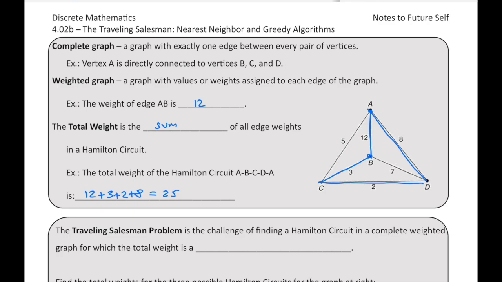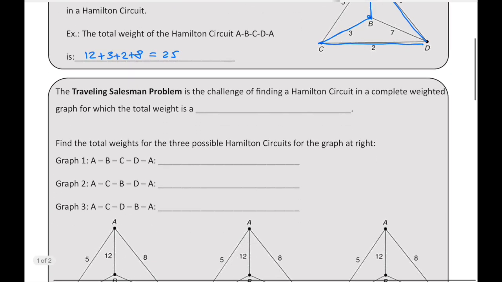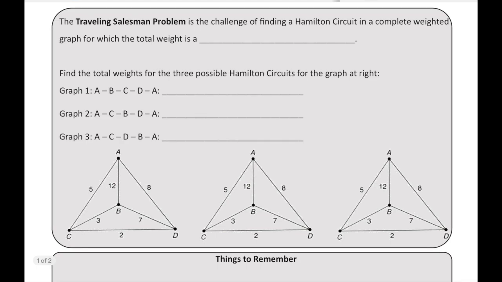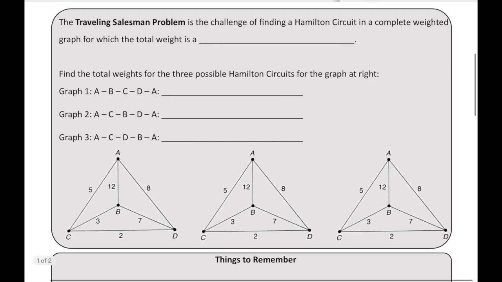Traveling salesman problem now is concerned with how do we find the shortest or the least possible weight for a Hamilton circuit. Now there is no solution to this. We have algorithms or processes to solve these, but this is an open problem in mathematics and computer science. How do we do this? So the traveling salesman is the challenge of finding a Hamilton circuit on a complete weighted graph for which the total weight is as small as possible.